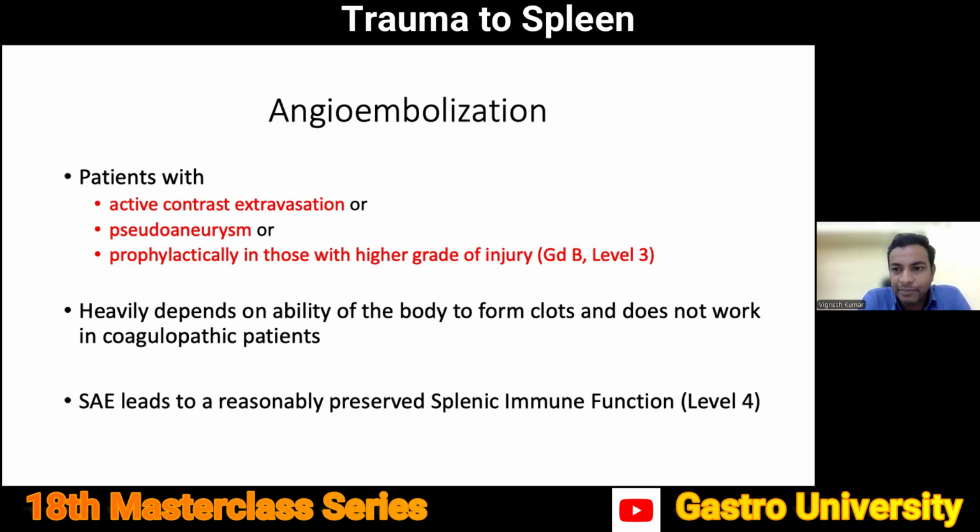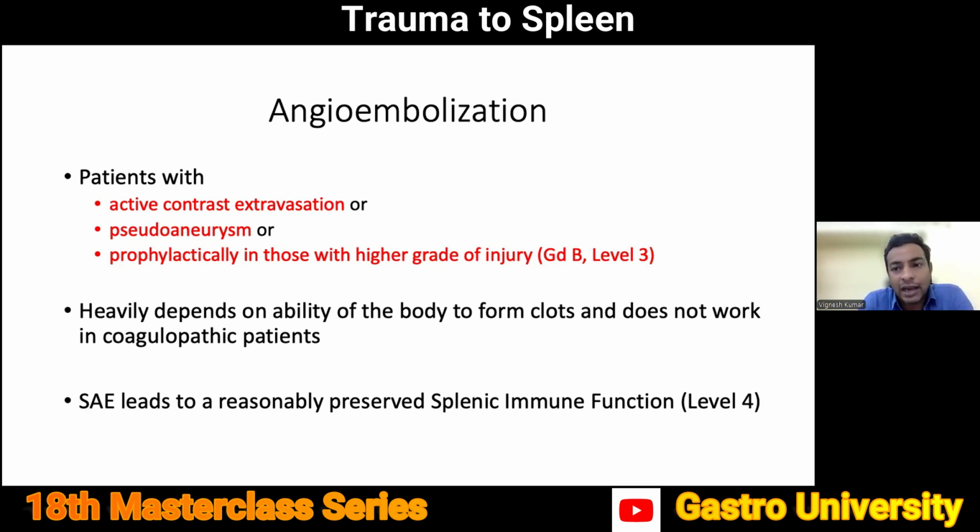This is a grade B or a level 3 recommendation. It may vary from institute to institute whether they go ahead and do it prophylactically or they wait and watch these patients. But one should remember that the angioembolization itself depends on the ability of the patient to form clots, and it may not help in patients who are coagulopathic. So your patient should be able to form clots. That is where a viscoelastic assay or a TEG may be of help for you.